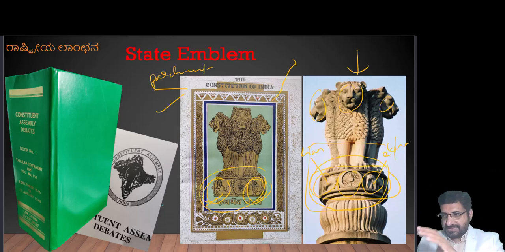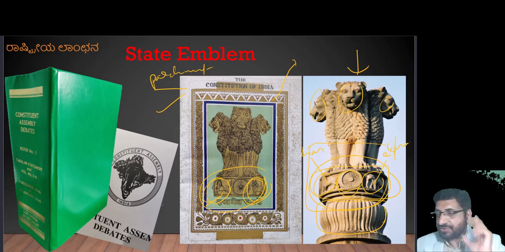This resolution was moved by Nehru in the Constituent Assembly to adopt the lion capital of Ashoka at Sarnath. After Nehru suggested this lion capital, it was adopted as our state emblem. This portion is a bell portion. These are all actually lotus, a lotus in bell form. It contains 21 petals, and the Dharma Chakra contains 24 spokes.